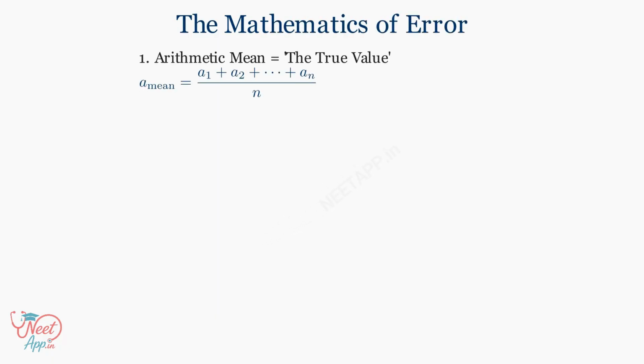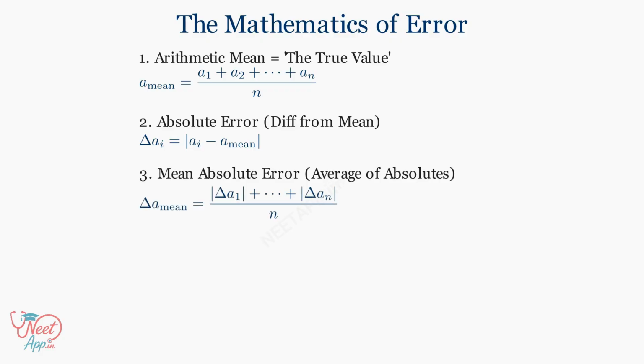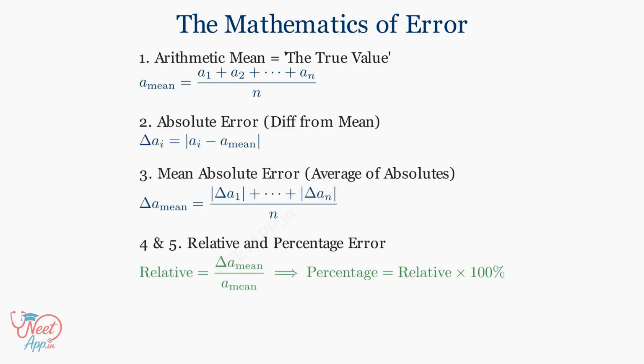Now let's talk math. When you take multiple measurements, the arithmetic mean is considered the true value. The absolute error is the difference between an individual measurement and that mean. If you take the average of all those absolute errors, you get the mean absolute error. Divide that by the true value and you have your relative error. Multiply by 100 and boom, percentage error.